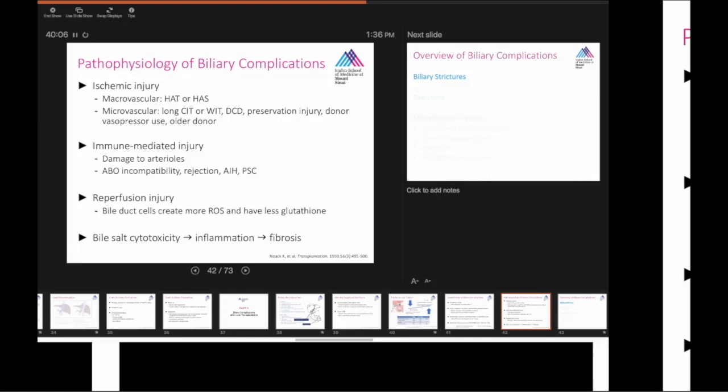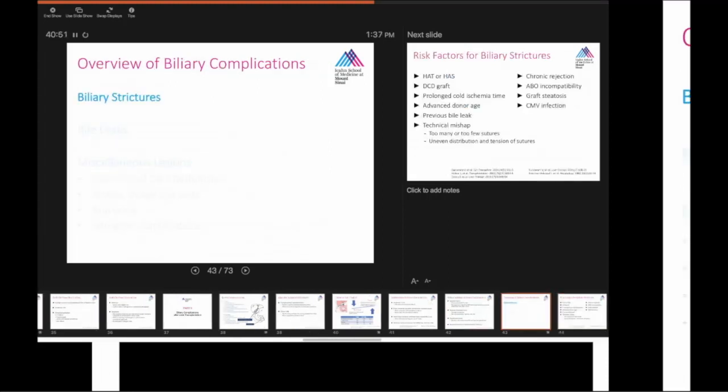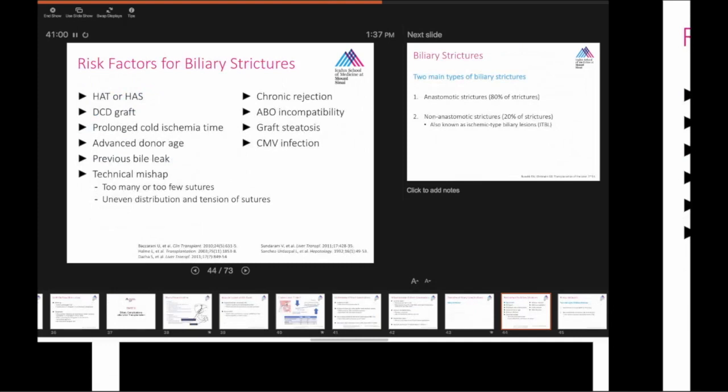Reperfusion injury can cause the same issues, and the bile salts themselves can be cytotoxic and can lead to inflammation and eventually fibrosis. Now, we'll go through general categories of these biliary complications. Let's start with biliary stricture. So these are some of the risk factors. As you see, we talked about majority of them being related to ischemia or immune-mediated processes.